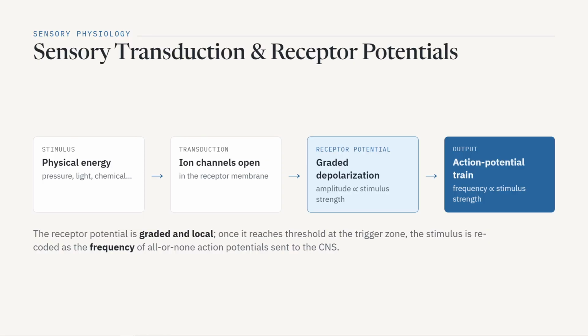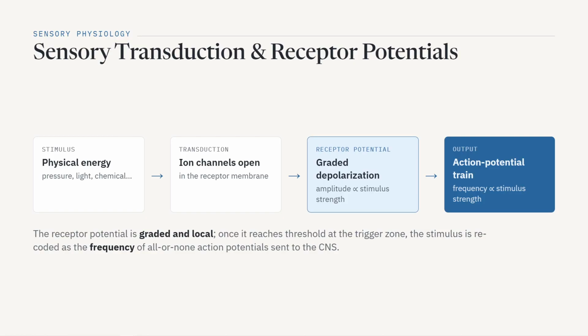This is the central event of sensation. When a stimulus hits a receptor, it opens ion channels in the receptor's membrane. That's transduction, the conversion of a physical signal into an electrical one. The immediate result is a receptor potential, a graded depolarization, meaning a stronger stimulus produces a larger potential. But notice the word graded. This signal is local, and it fades with distance.